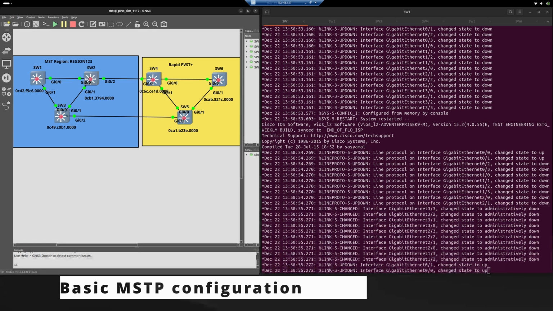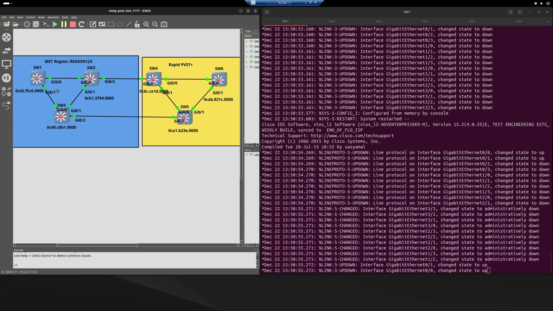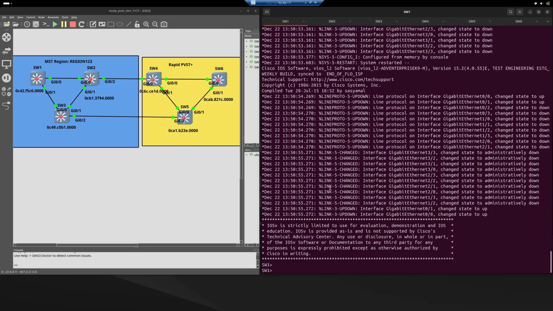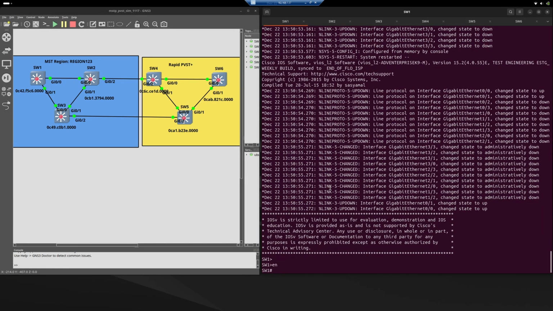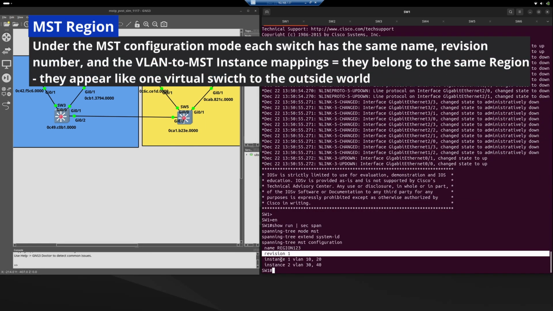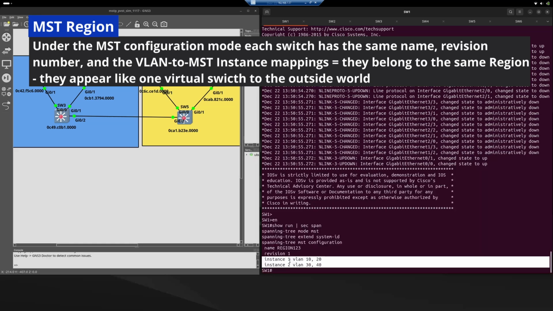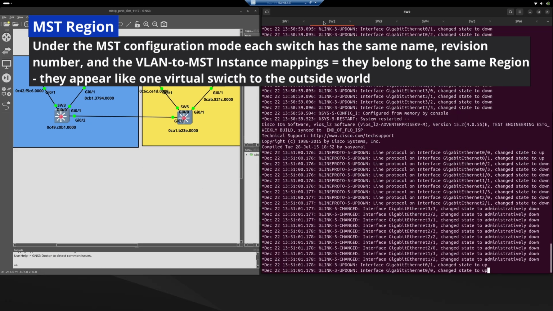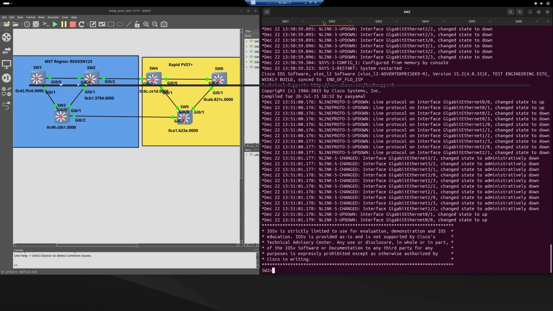Switch 1, 2, and 3 run multiple spanning tree, and they are in the same region. Here is the configuration regarding spanning tree. I'll show running config pipe section spanning tree. So the name, the revision number, and the instance to VLAN mappings are the same on each switch, as you can see.